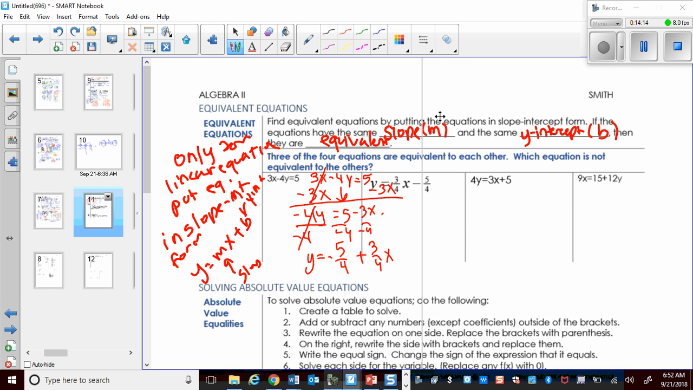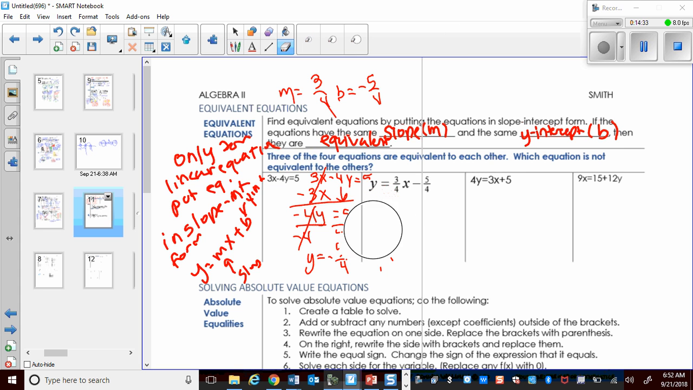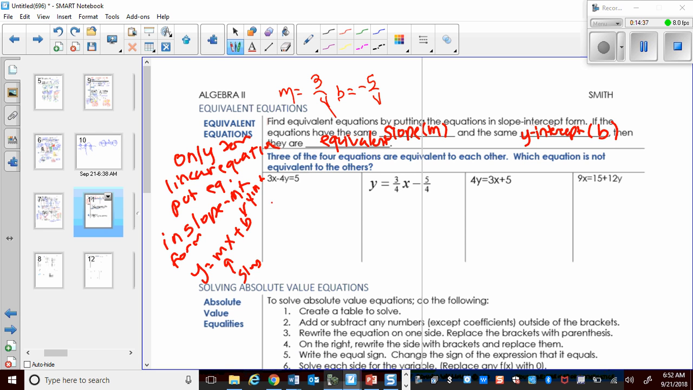Now, your slope for this first one is 3 over 4. Y-intercept is negative 5 over 4. Okay? So far, we're looking for equations with the slope of 3 over 4 and a y-intercept of negative 5 over 4. So I'm going to erase what I've written so far. And we're going to do the next one. The next one, I'm just going to write that in here.